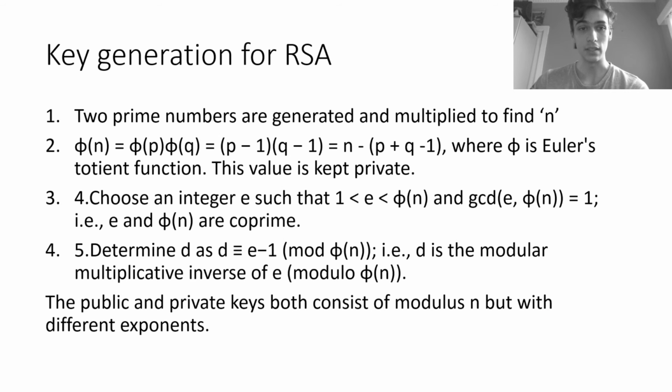Key generation for RSA is done through these steps shown here. The conclusion that we take from this is that the public and private keys both consist of modulus n, but they have different exponents, so one can't be calculated by using the other. It's only through the algorithm that it's used.